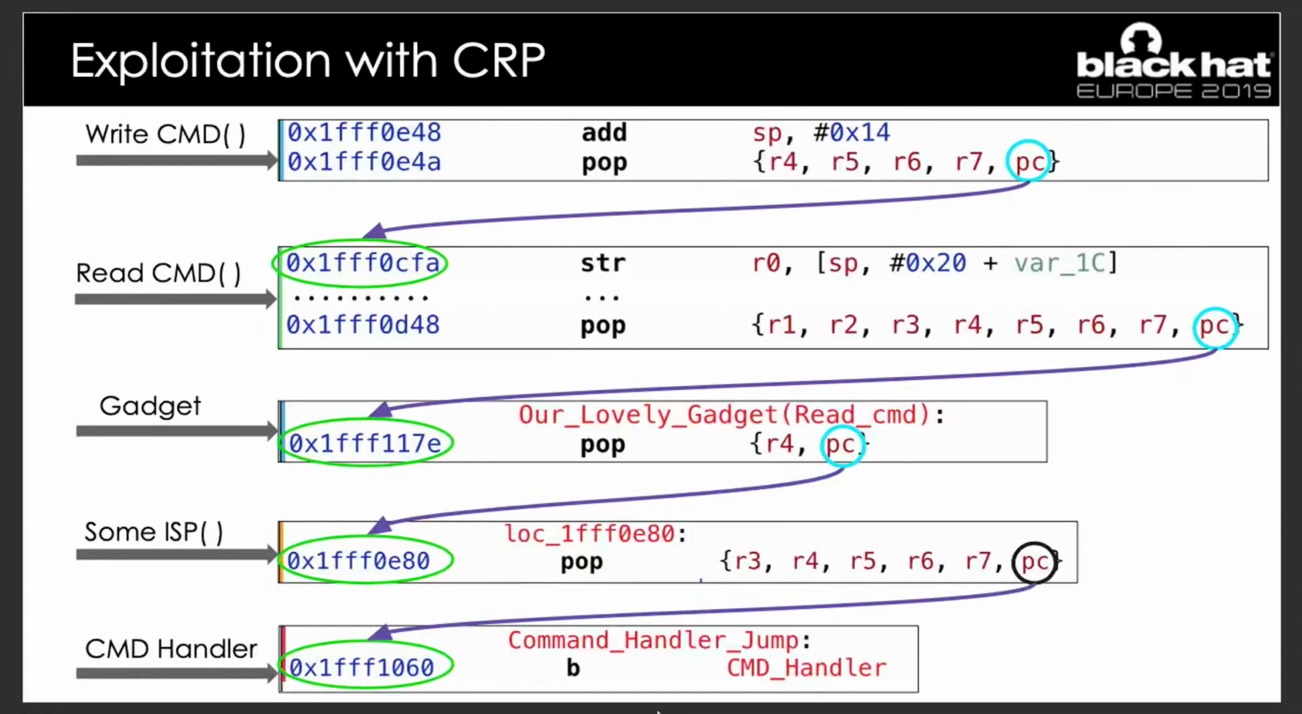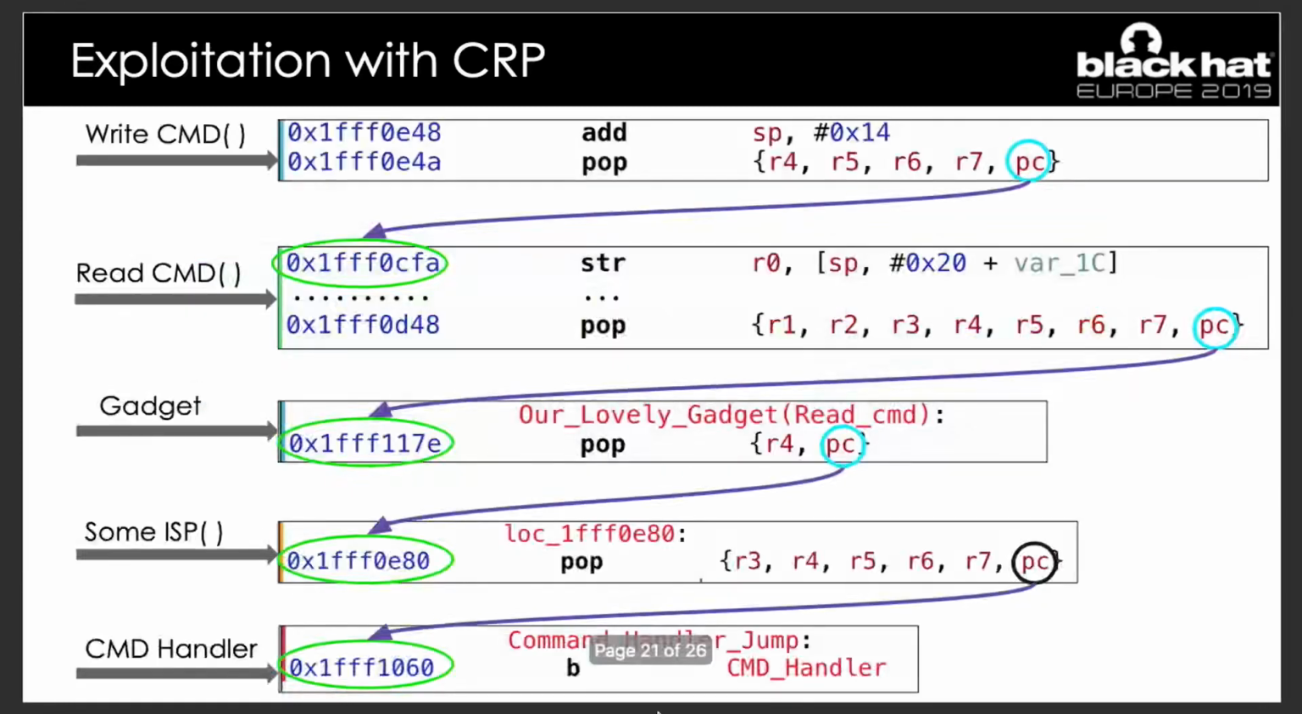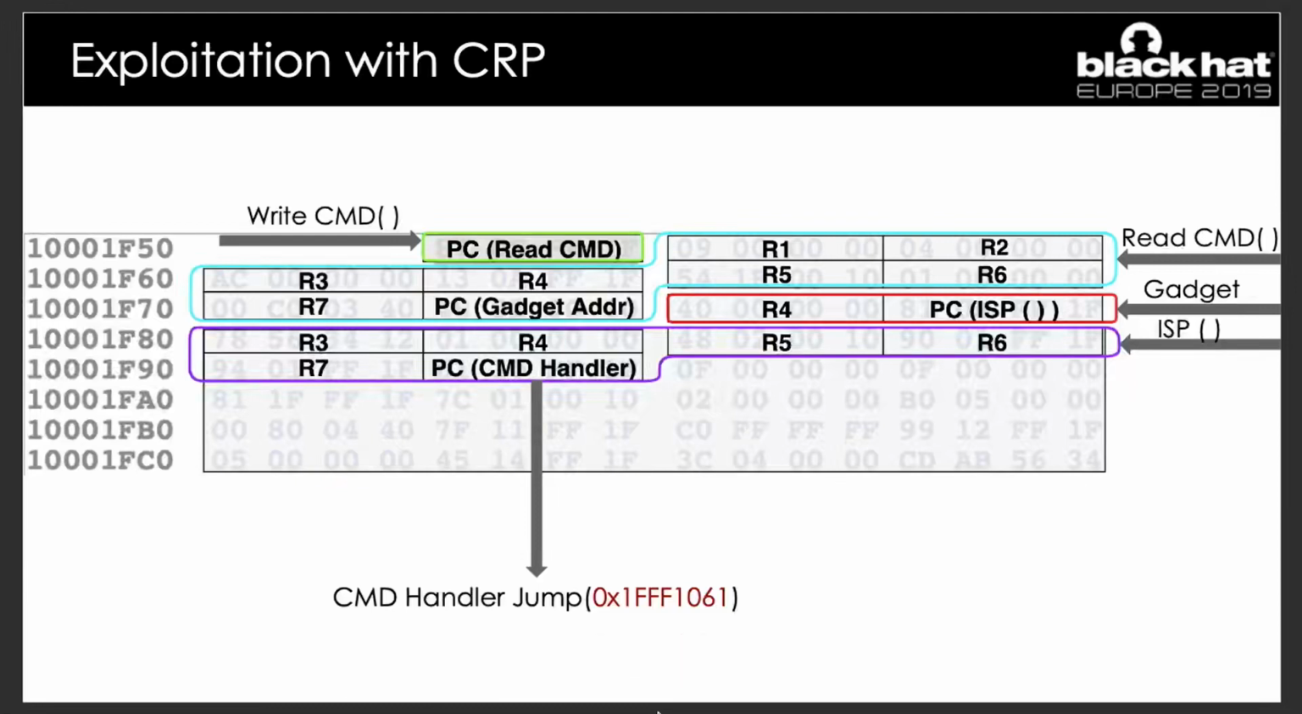So by itself, this PC, the black circle, had this address, 1060 inside it, and we found that this 1060 has a branch and will jump eventually to the command handler. So basically, we overwrote 3 PCs, and here's another representation of the attack. These 2 slides are really very connected together.